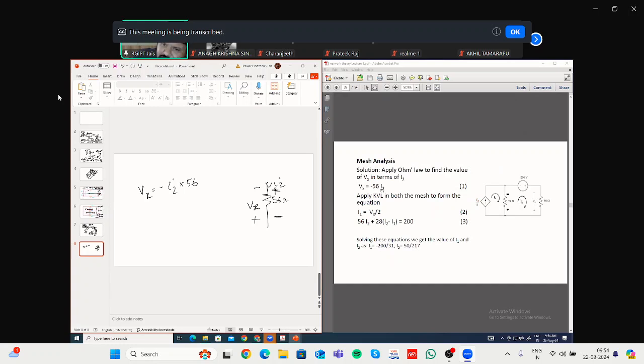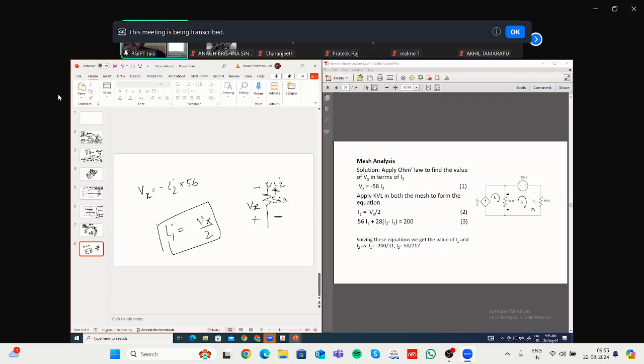Minus 56 I. Now you apply KVL in mesh 1. In mesh 1, there is a current source. It is dependent, but it will act as an independent one, as we have seen. That means I1 will be in the same direction as this dependent current source. So I1 will be equal to this amount of current, that is, I1 will be equal to Vx by 2. Vx by 2 is the current value. Definitely it is dependent on something, but it is the current value. So I1 will be equal to Vx by 2.